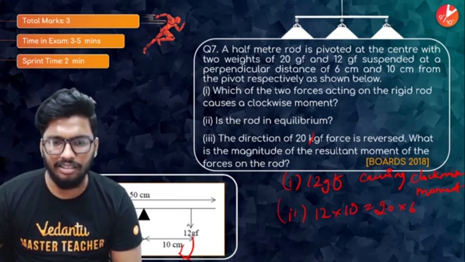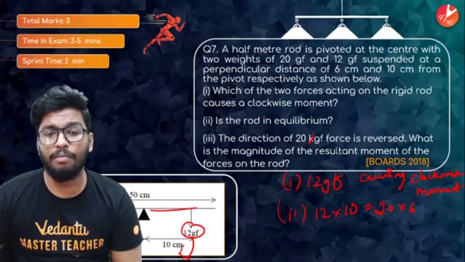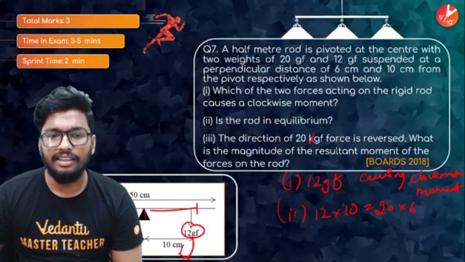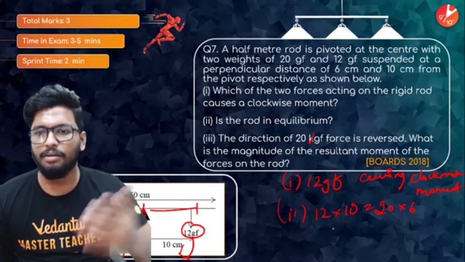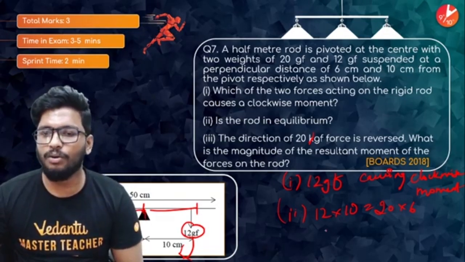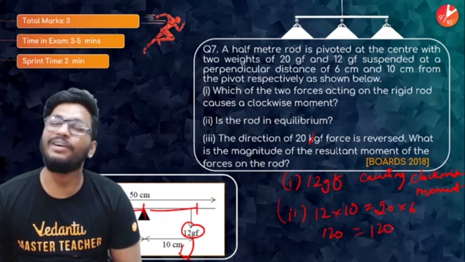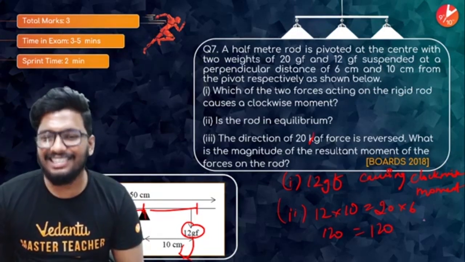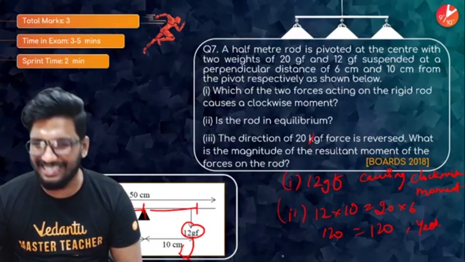This force into the perpendicular distance is the clockwise moment. This force into this particular distance is the anti-clockwise moment, which is nothing but 20 into 6. So 12 into 10 is 120, which is equal to 20 into 6, also 120. So 120 is equal to 120. So yes, they are in equilibrium.